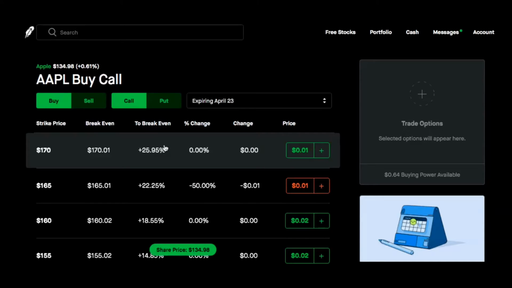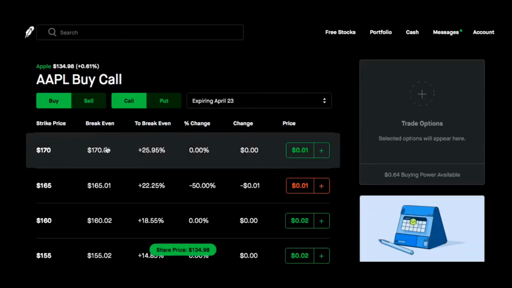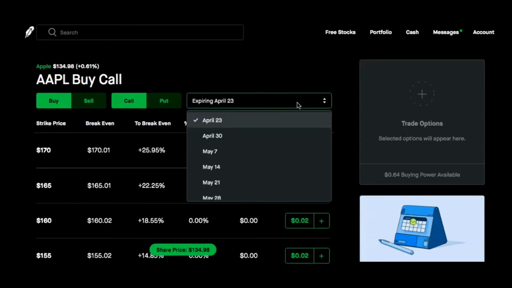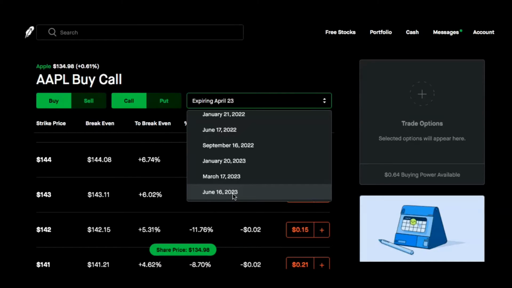Okay, the most important thing is the expiring date, the break-even price, the break-even percentage, and the price. The expiring date, I always prefer to choose a 2023 date to be on the safe side. Like we have 2 years from today.